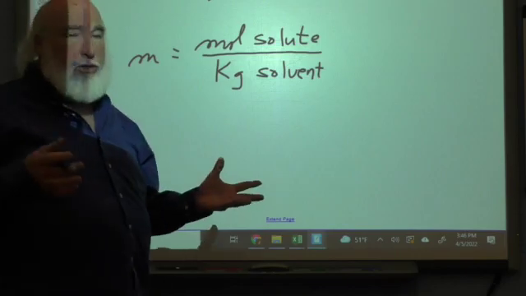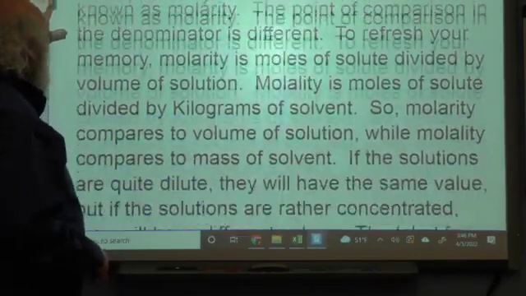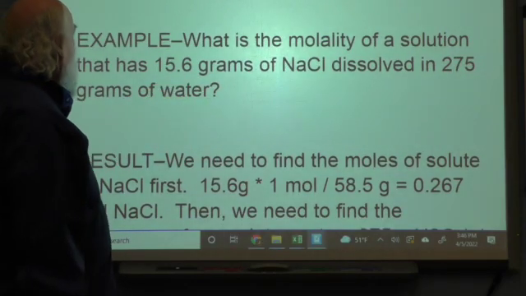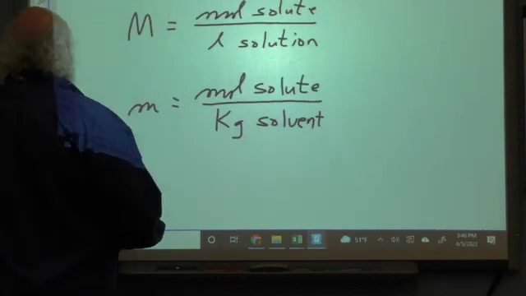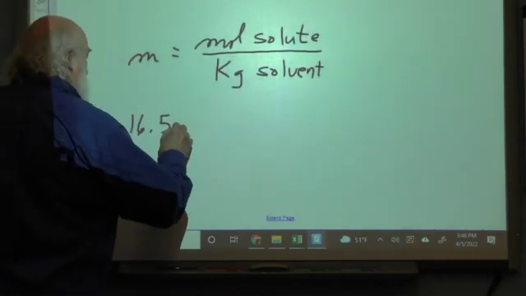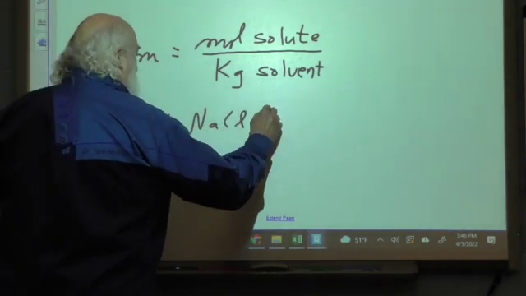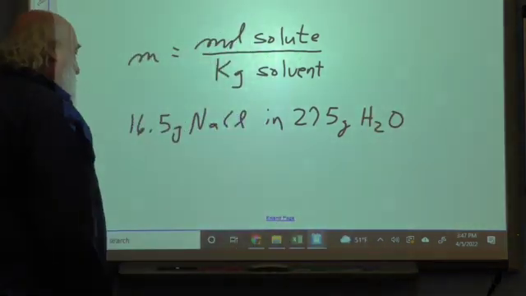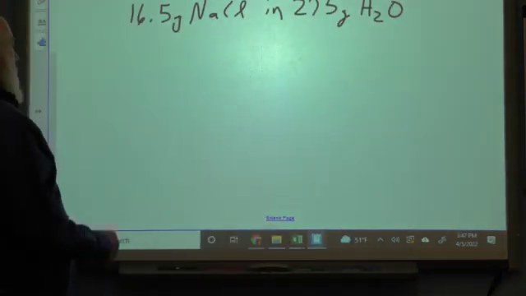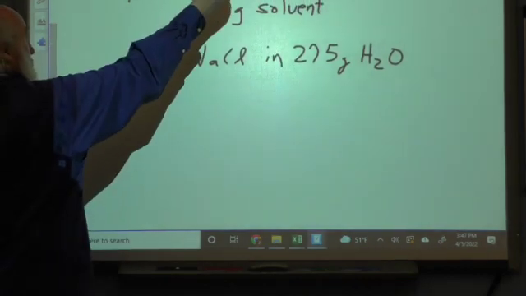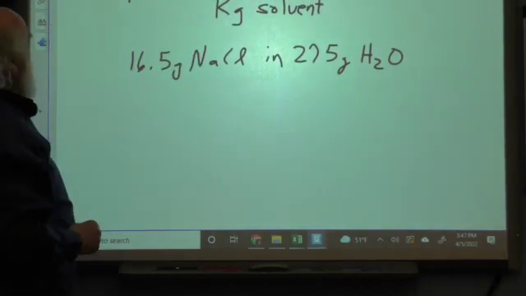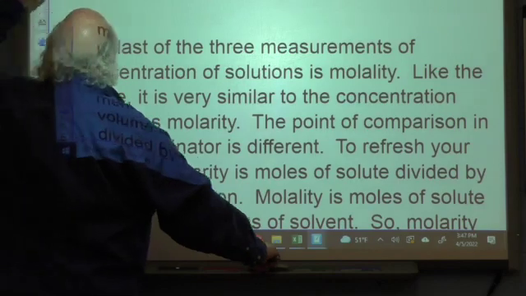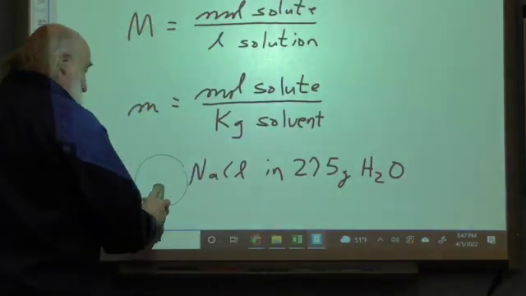So we're going to take a look at some examples here. Let's go back over here and find the first example. We have 15.6 grams of sodium chloride dissolved in 275 grams of water. Since molality is moles of solute over kilograms of solvent, let me make sure I got those numbers right, because I wrote 16.5 after 15.6. I had a feeling I did that. So let's make that 15.6.